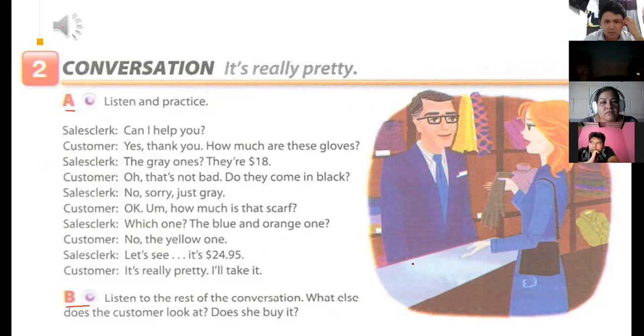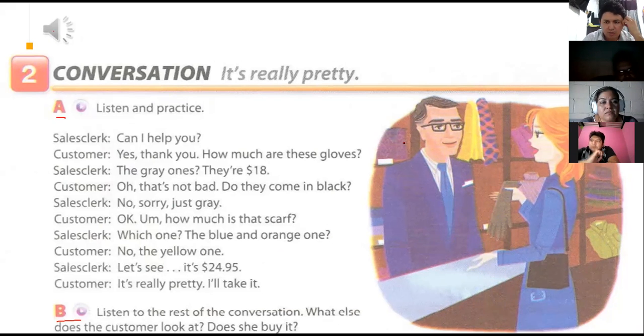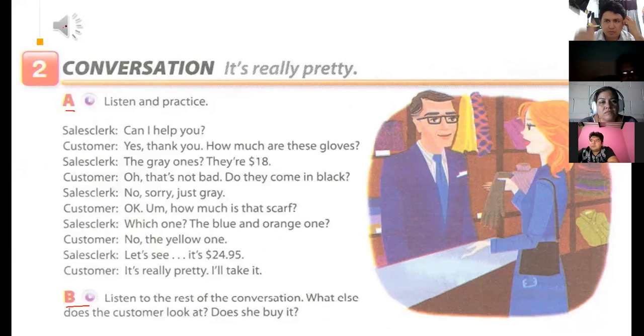Unit 3. How much is it? Page 6. Hold on. Voy a arreglar el sonido, right? So let me turn up the volume over here. There we go. 16, exercise 2, conversation. It's really pretty. Part A, listen and practice.